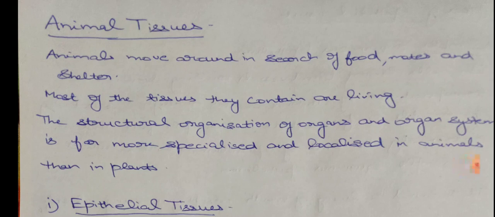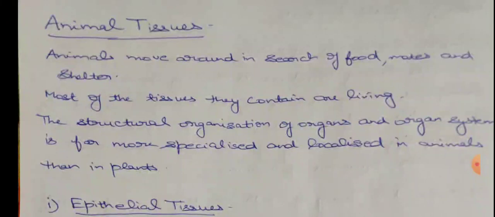Companion cells have cytoplasm, nucleus and other organelles. They perform the tasks required for sieve cells to live. Phloem parenchyma stores food. Fibers have thick cell walls and provide mechanical support to the plant. So that was the last topic related to plant tissue.